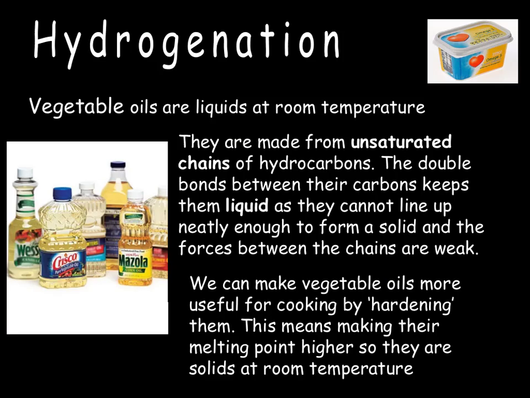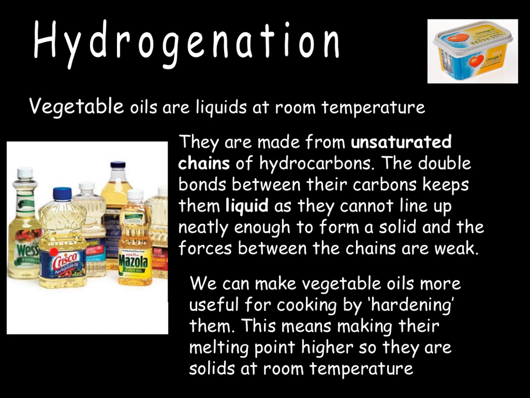In order to make our margarine, we need to carry out hydrogenation. To do this, we take a vegetable oil, such as this one here, which is a liquid at room temperature. These oils are made from unsaturated chains of hydrocarbons, as we just looked at, and it is the double bonds between them that keep them a liquid, as they cannot line up neatly enough to form a solid, and the forces between the chains are very weak.